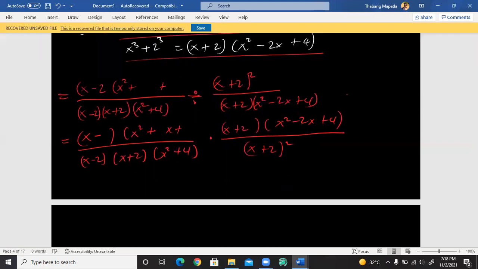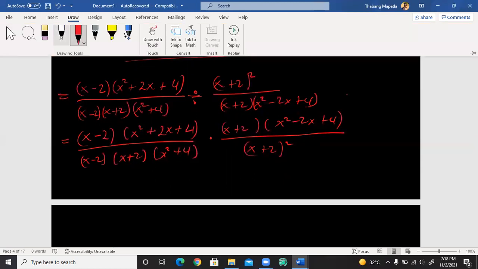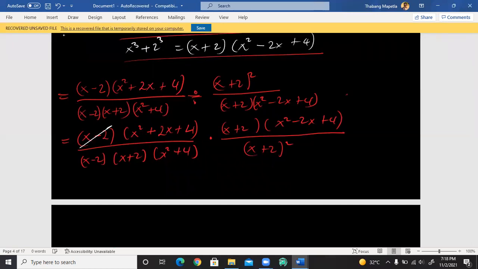Okay, so it's going to be a 2 here, and then 2x plus a 4. 2 here, 2x plus a 4. And then we try to cancel out that which can be cancelled out. So it's advisable to use a different ink. So here we have a minus 2. X minus 2 goes with x minus 2. I believe we are good with that.